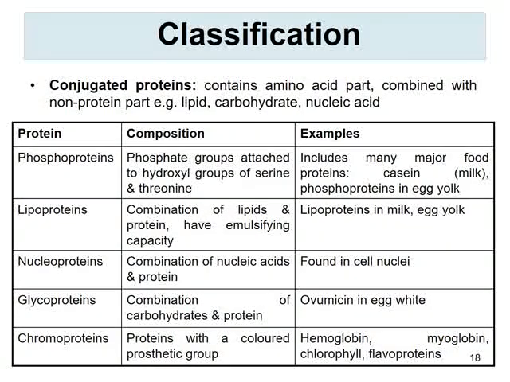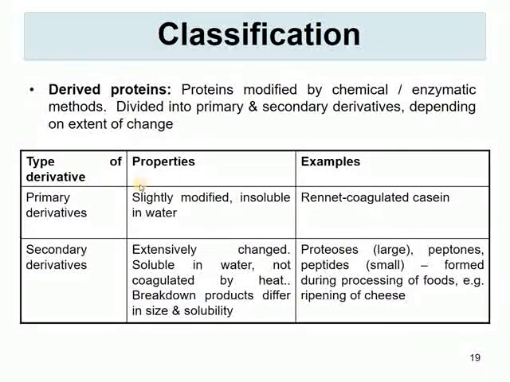And then lastly, we talk about the derived proteins. These are proteins that have been modified by chemicals or enzymatic methods, and we rely on these types of methods to get food products like cheese, whereby liquid milk becomes solid cheese. So that depends on the type of process that you are applying, and depending on the extent of that, it can be secondary or primary derivatives.